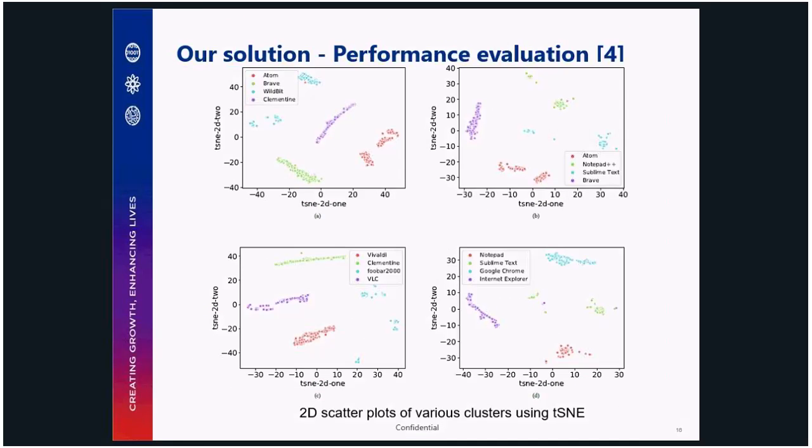And then these are the t-SNE visualizations of various cases. We can see that there is a clear-cut separation between the executable level programs, like in this case Atom, Brave, Wildbit, and Clementine. So this is one from each of these domains. We can see that a clear-cut distinction is there for, of course, various other cases also.